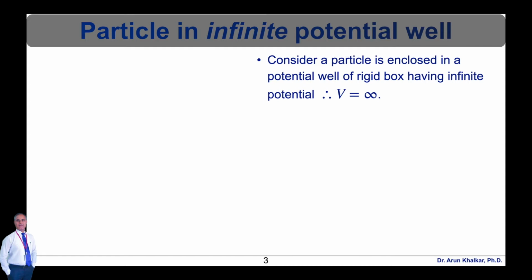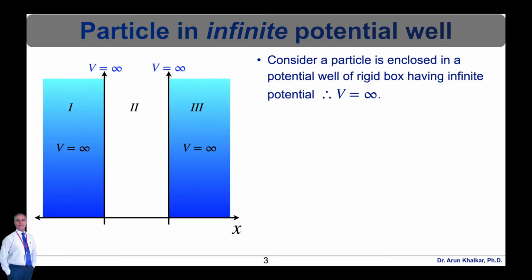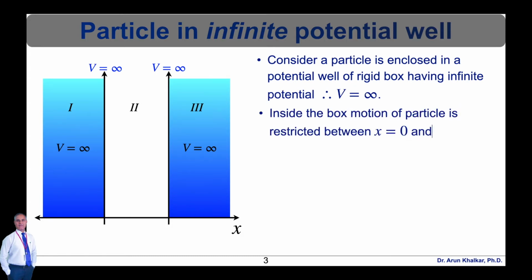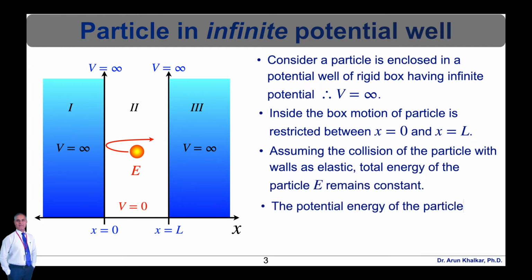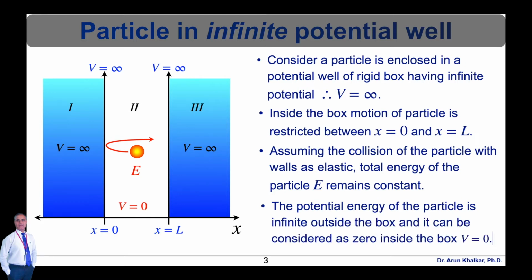Consider a particle enclosed in a potential well of a rigid box having infinite potential, that is V equal to infinity, as shown in this diagram. Inside the box, motion of the particle is restricted between x equal to 0 and x equal to L. Assuming the collision of the particle with the walls as elastic, the total energy of the particle, that is capital E, remains constant. The potential energy of the particle is infinite outside the box, that is V equal to infinity in region 1 and V equal to infinity in region 3, as shown in the figure.